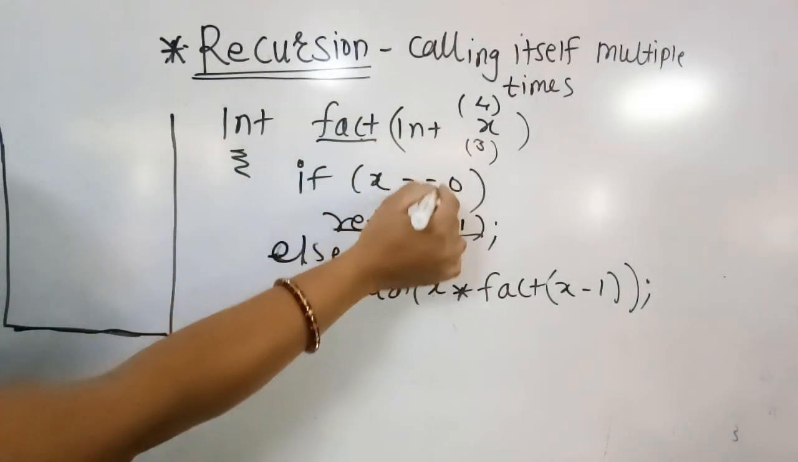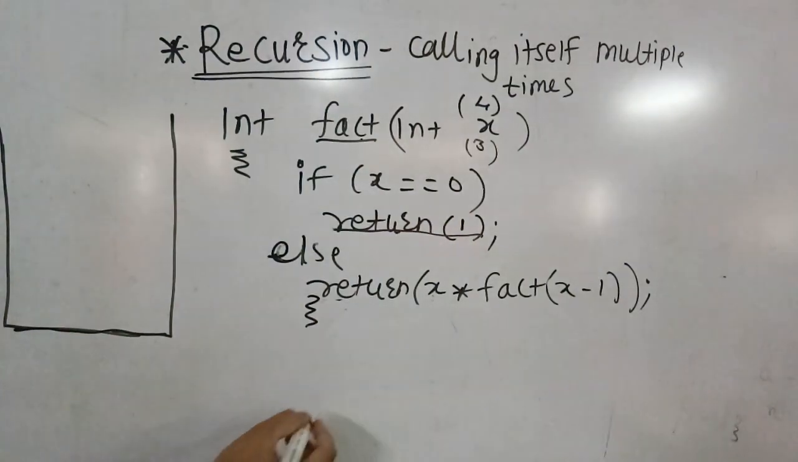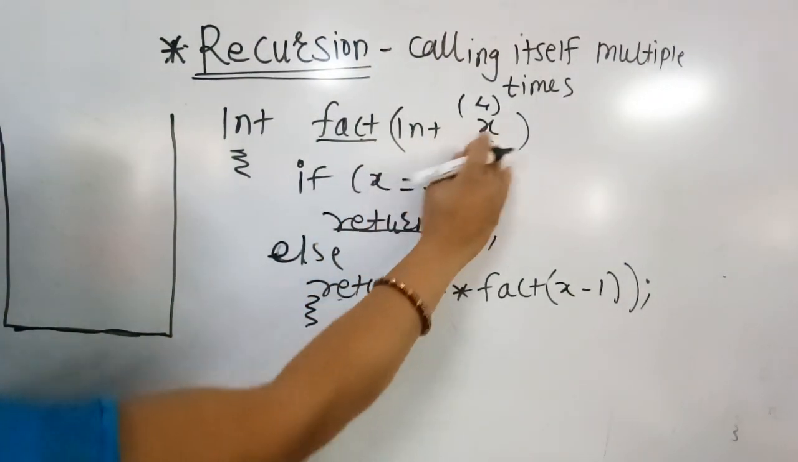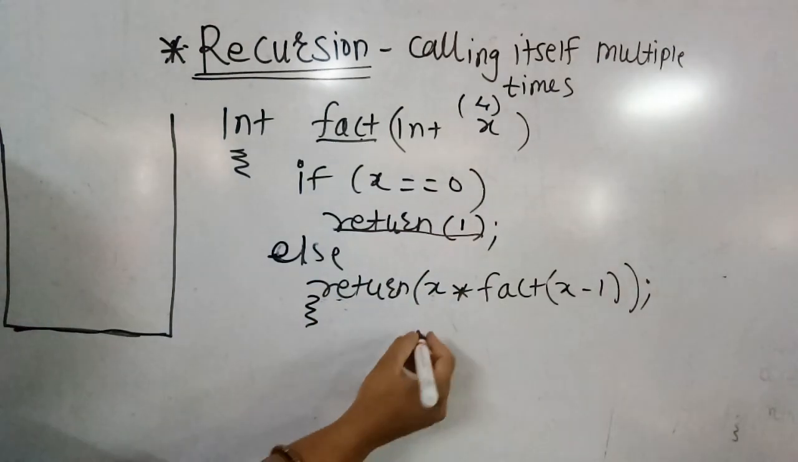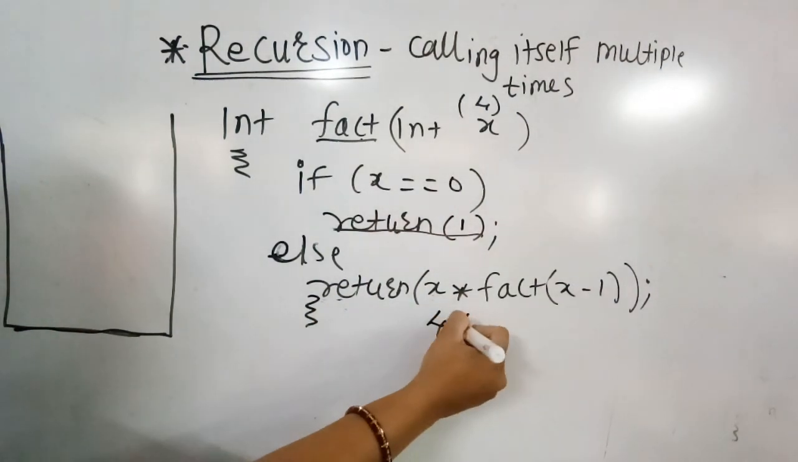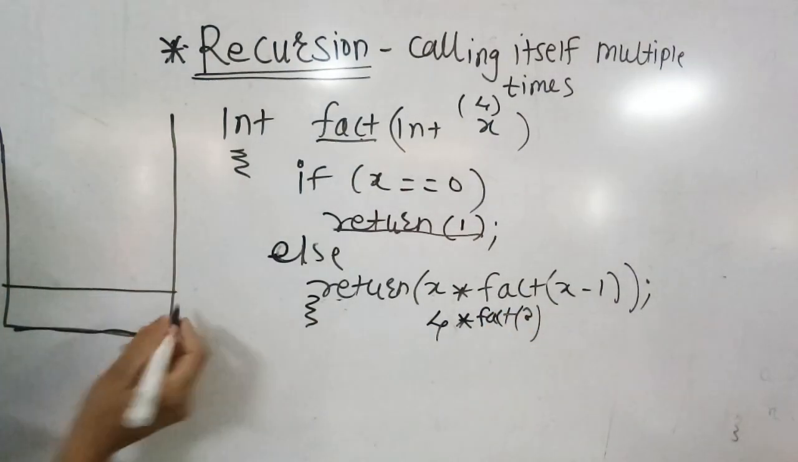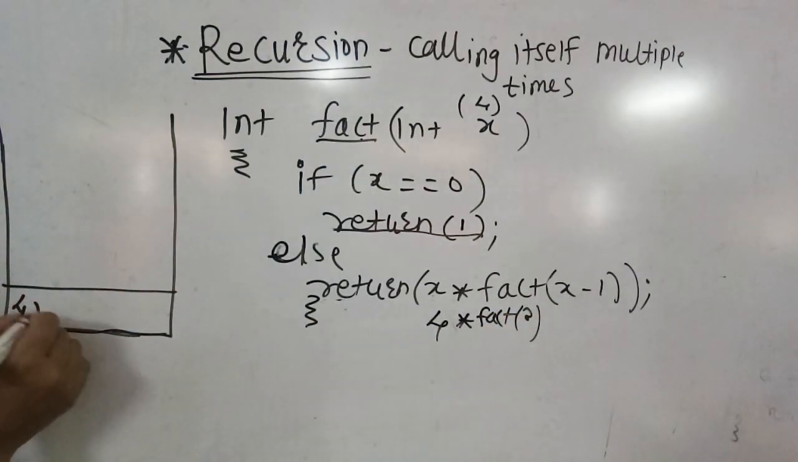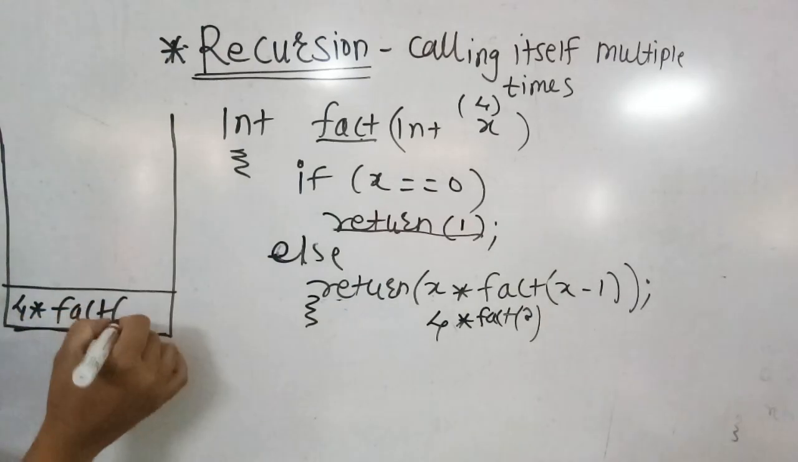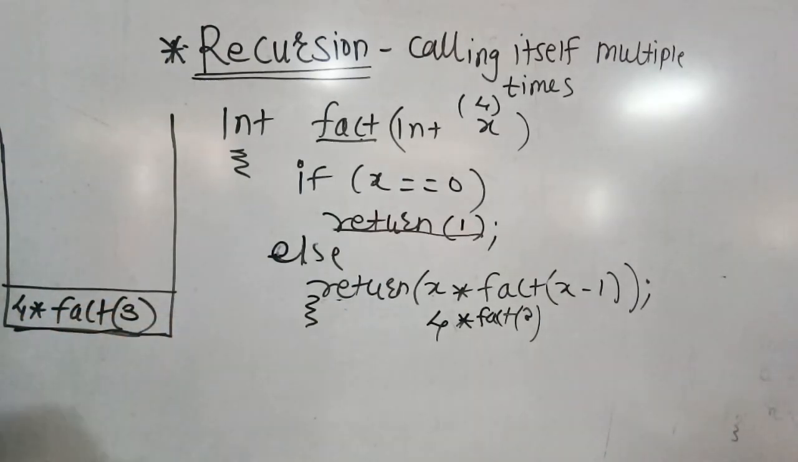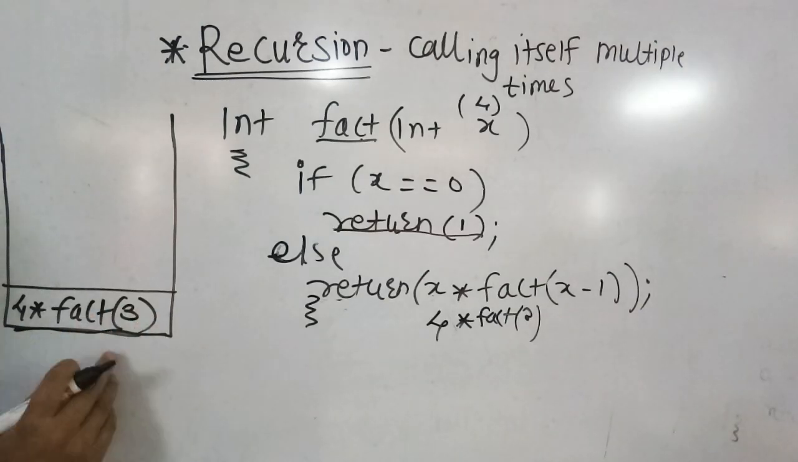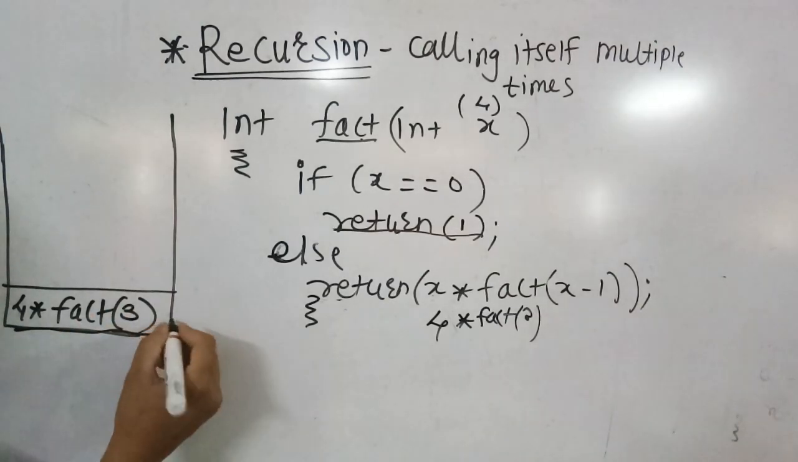For example, we take the value 4. First of all, x has the value 4. Now it calculates 4 into fact of 4 minus 1, that is 3. This whole procedure is in one memory plate, that is 4 into fact of 3. N minus 1 means x minus 1, that is 3. Now, how will it be calculated? It will take another step.